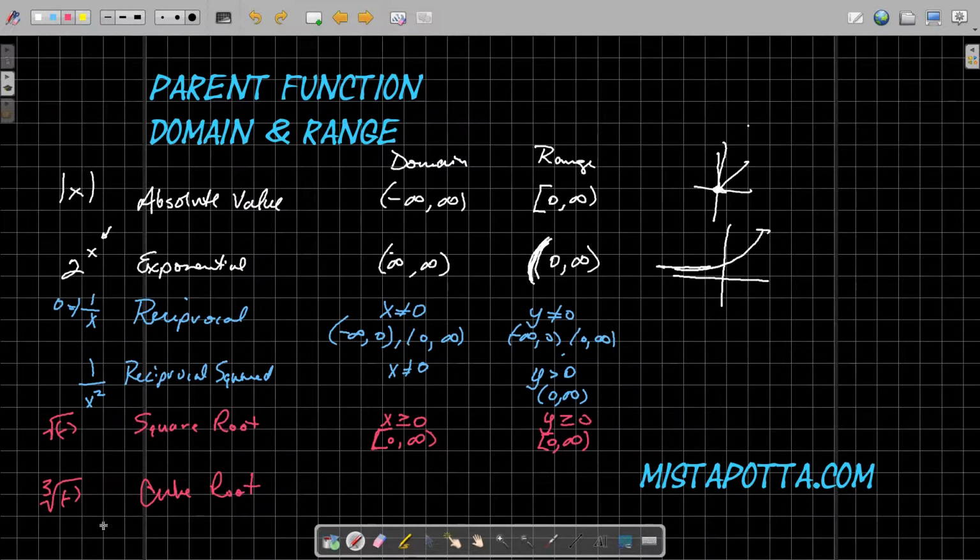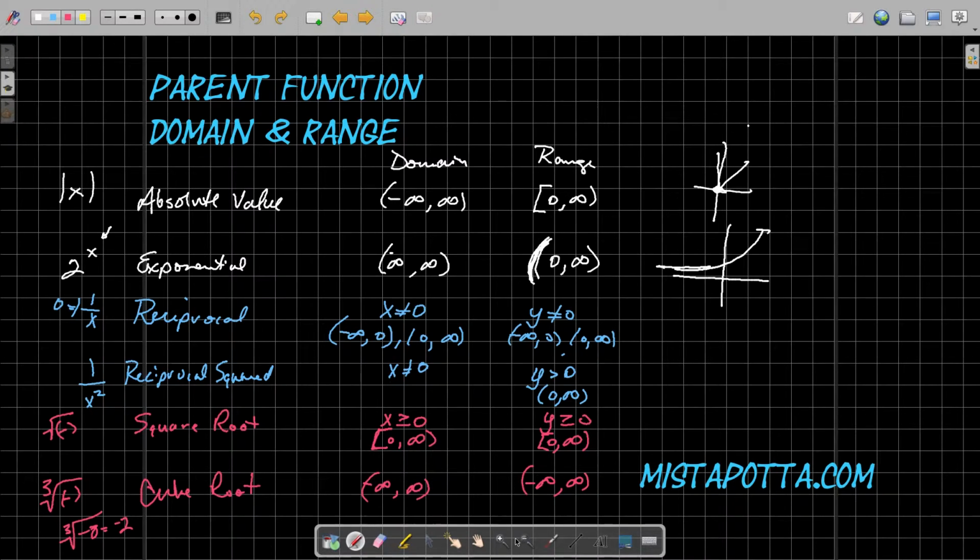For the cube root, though, we end up with an interesting problem. I can take the cube root of a negative number. I can take the cube root of negative 8, and that's a negative 2. So one of the things I notice is that I can take the cube root of a negative or a positive number or 0. So again, my domain is going to go from negative infinity to infinity. And similarly, because I can get negative numbers out, I can get positive numbers out, I can get 0 out, my range likewise will go from negative infinity to infinity.